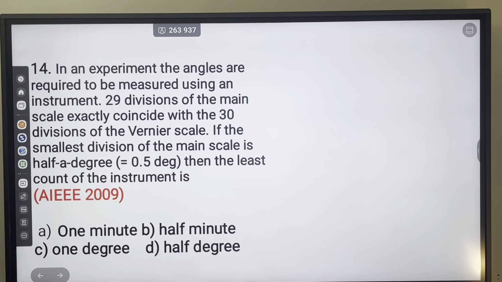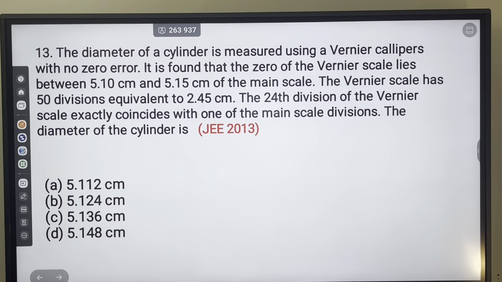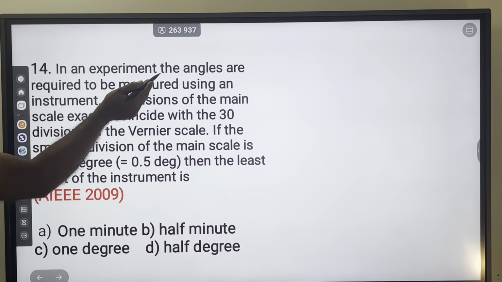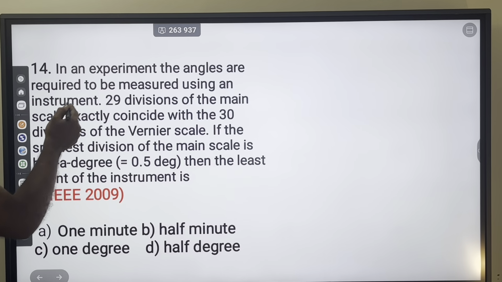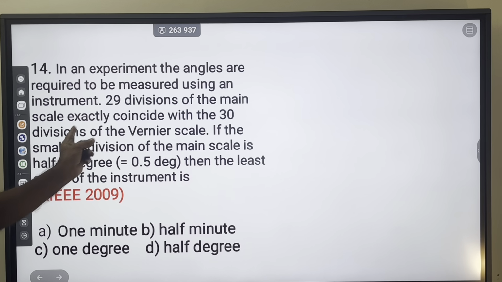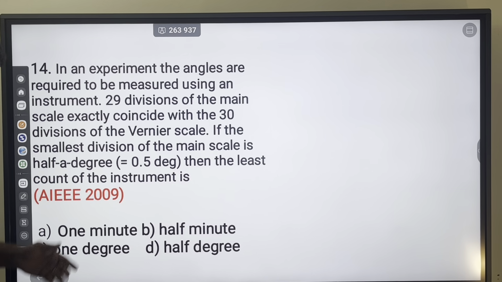In an experiment, this is from AIEEE 2009. In an experiment, the angles are required to be measured using an instrument. 29 divisions of the main scale exactly coincide with 30 divisions of the vernier scale. So this is to measure angles.